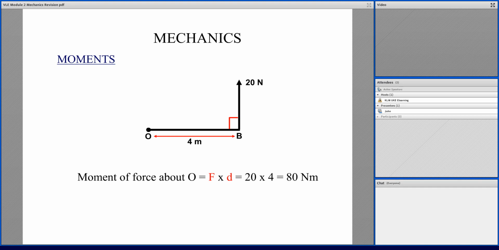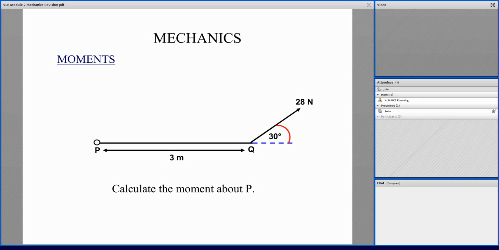We've got a moment arm here that is pivoted about the point zero, or O, and it has length OB equivalent to 4 meters. There is a perpendicular force acting on this moment arm of 20 newtons. And very simply, the moment of the force about O is equivalent to the force times distance, which is 20 multiplied by 4, which will give you 80 Newton meters in this case.